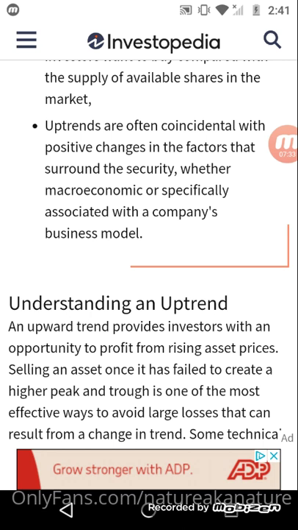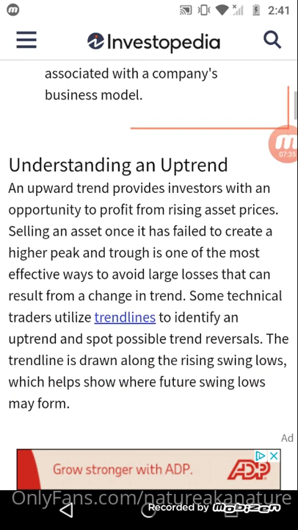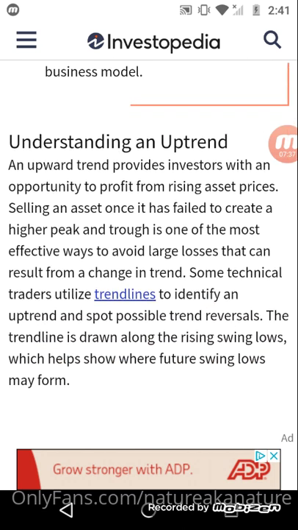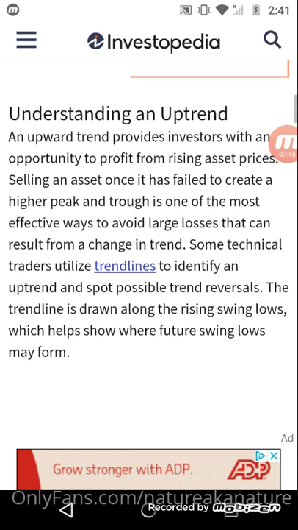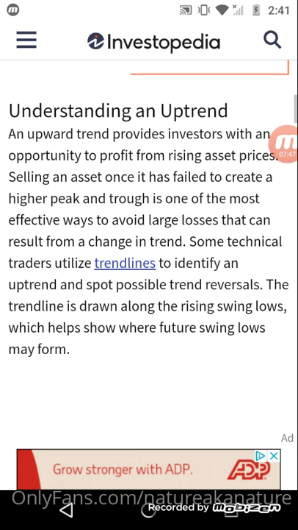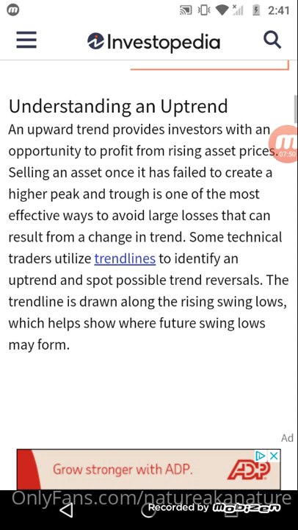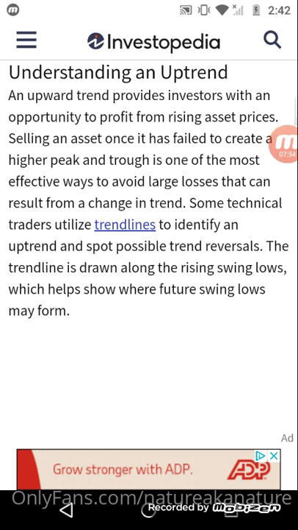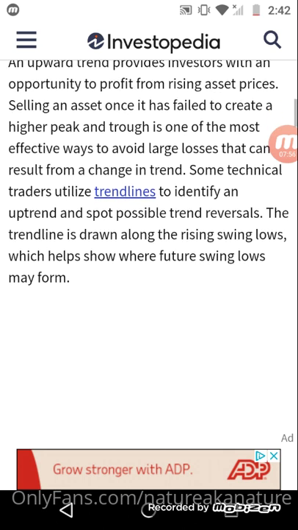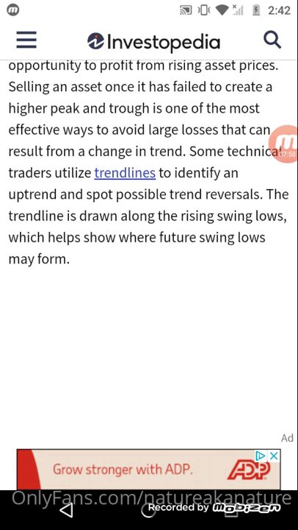Selling an asset once it has failed to create a higher peak in a trough is one of the most efficient ways to avoid large losses that can result from a change in trend. So technical traders utilize trend lines, and I'll show you what a trend line is. A trend line helps you see when the reversal is going to happen. So to identify a trend line, it's an uptrend.